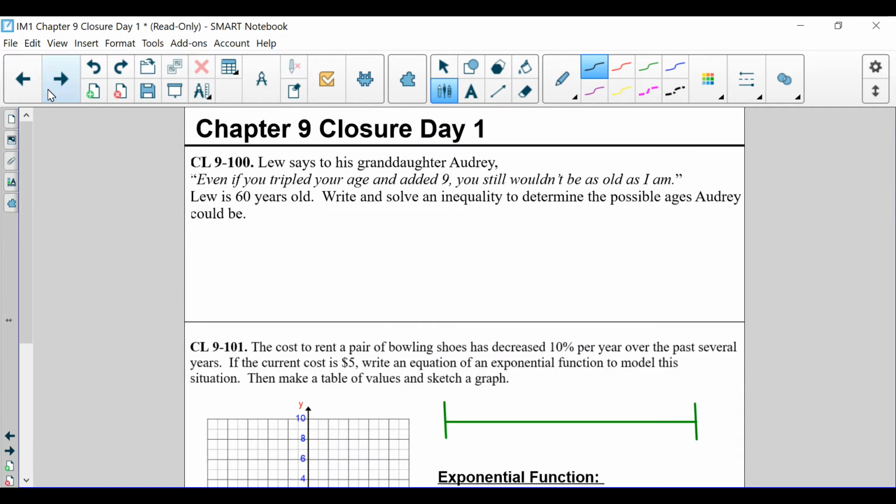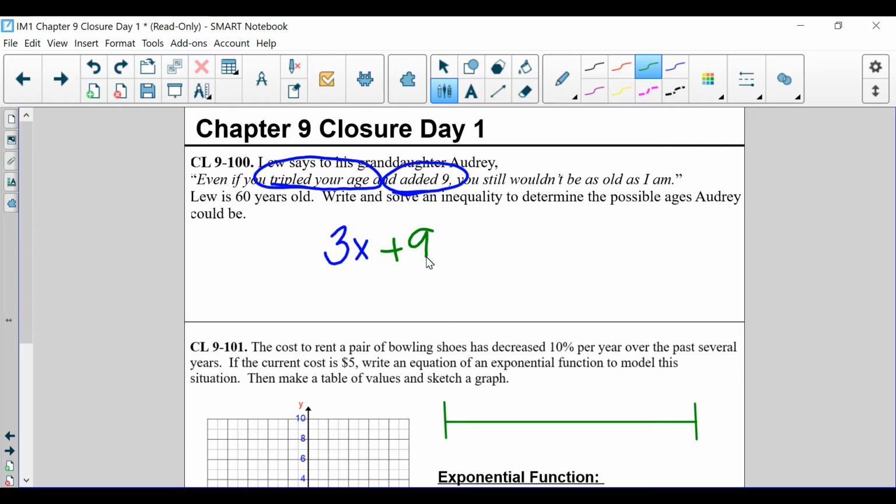Okay, let's keep going. Next one, it says, Lou has a granddaughter named Audrey. And it says, even if you tripled your age and added 9, you still wouldn't be as old as I am. And Lou is 60 years old. So it says, triple your age and added 9. Well, let's talk about what triple means. Triple means 3 times your age. And then added 9 is going to be plus 9.